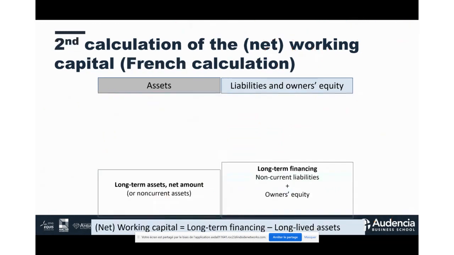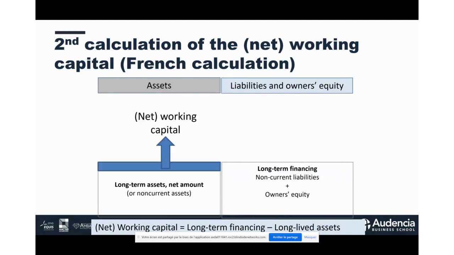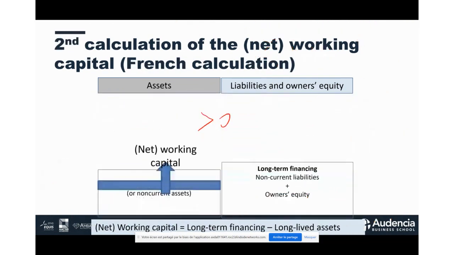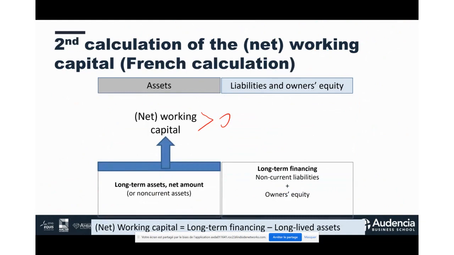The other way to calculate the working capital is to take the long-term financing and the long-term needs, the accumulated investments in non-current assets. So the working capital is positive here, like the working capital is positive here. In the previous part, the working capital is positive if the current assets are higher than the current liabilities. Now it's the reverse. It's positive if the long-term financing is higher than the long-term assets, the non-current assets.